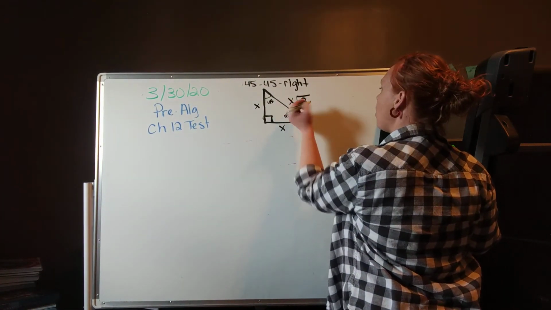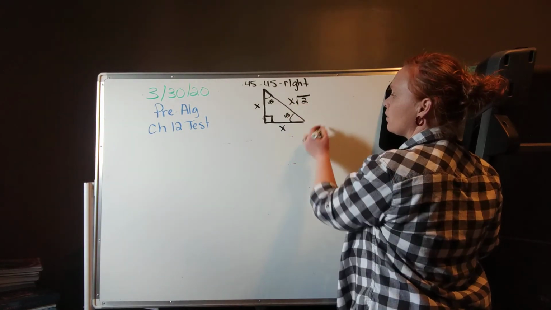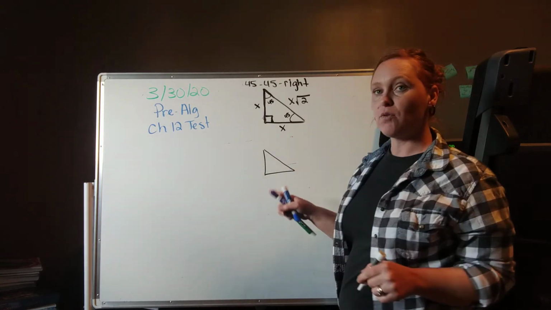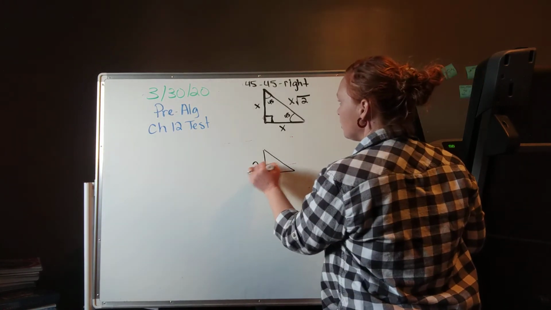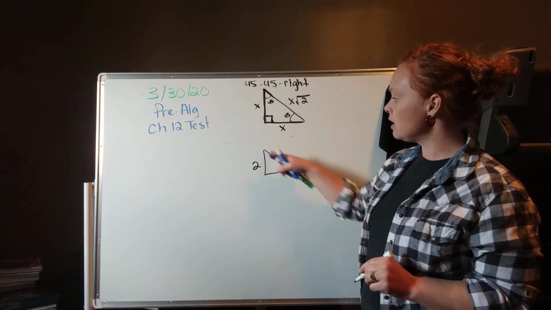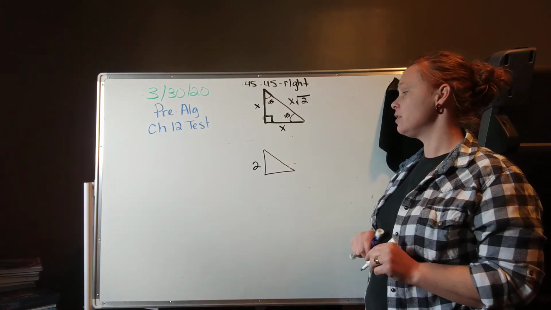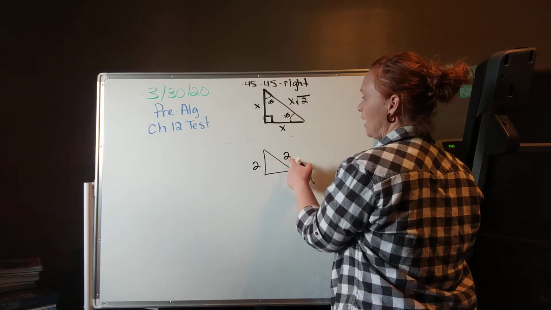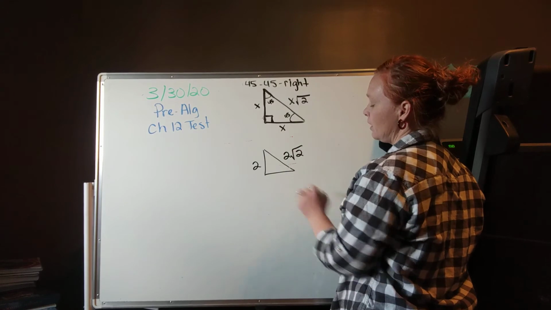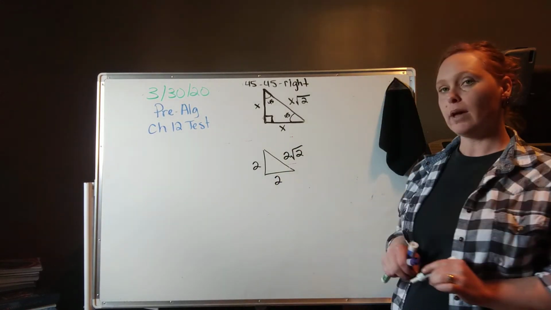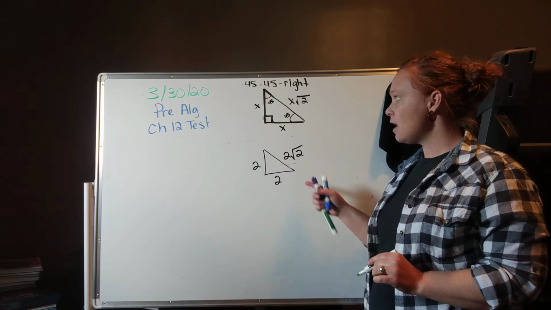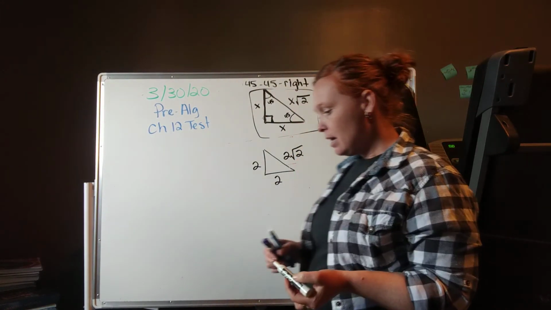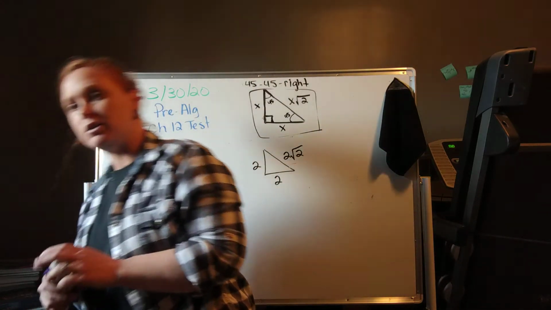Now, this third side will always fit this rule: it'll be x square root of 2. So if I gave you this triangle and said this is a 45-45 right triangle, and this side is 2, can you tell me what the hypotenuse is? You would say, sure, I'm going to put my 2 in for x, so it's 2 square root of 2. And I can tell you that this side is 2 as well. So that's a 45-45 right triangle. It wouldn't hurt to make a note of this, or you can find it in your book on page 520.